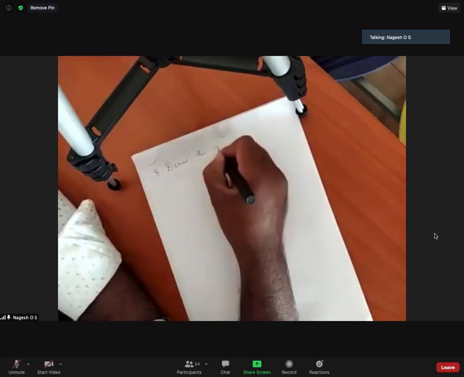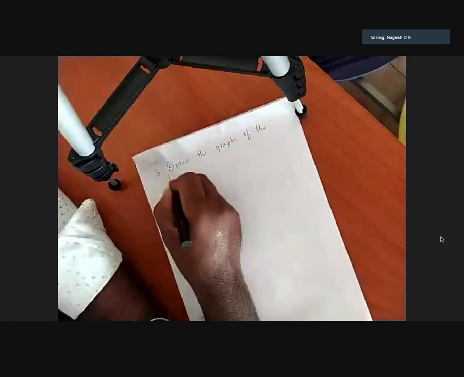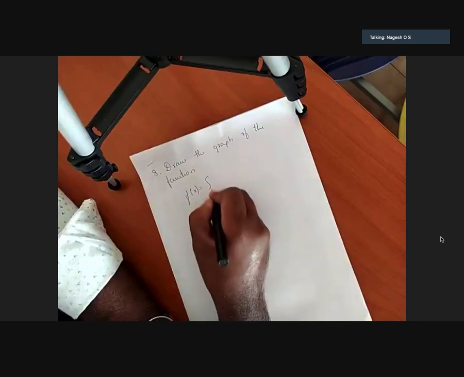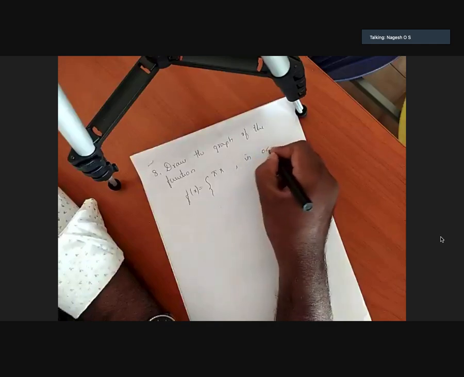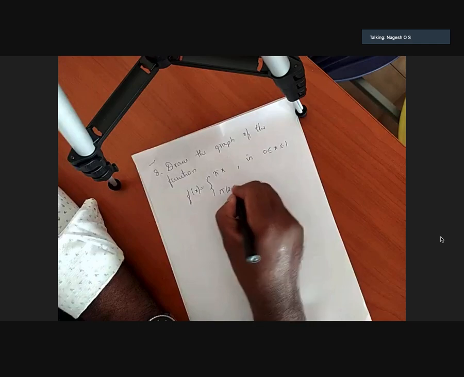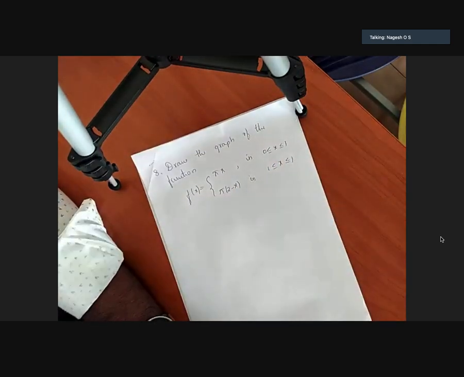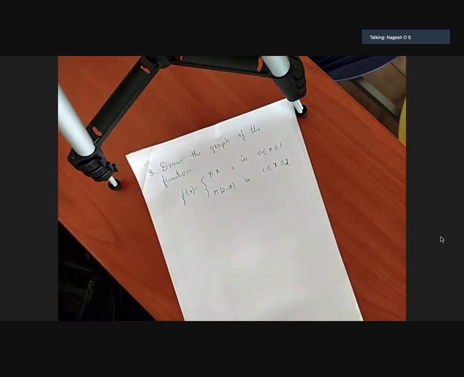Draw the graph of the function f of x equal to pi x in 0 less than x less than 1, pi into 2 minus x in 1 less than x less than or equal to 2. This is the given problem. Draw the graph.